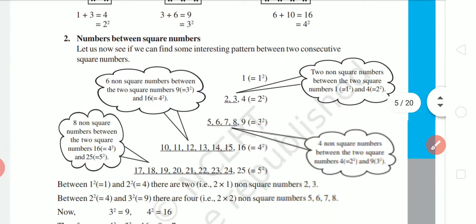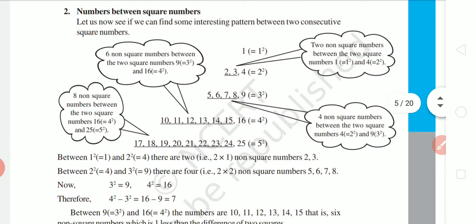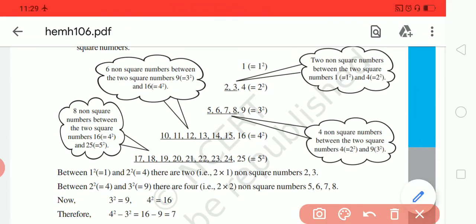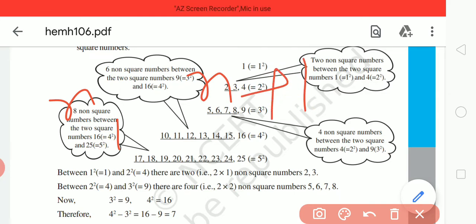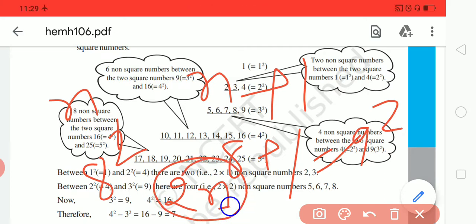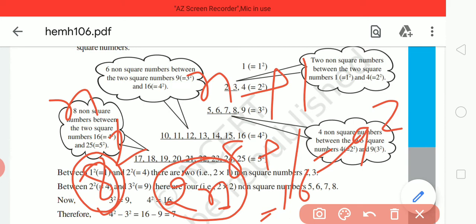Now these are some patterns you can see. The numbers between the square numbers. Okay, there is a formula. If you have two numbers n and n plus 1, so n means any number like 8, n plus 1 is 8 plus 1, so this is 9. If you want to find out how many numbers are between the two square numbers, the formula is 2n, right? n is this number 8, so 8 2s are 16 numbers will be there.